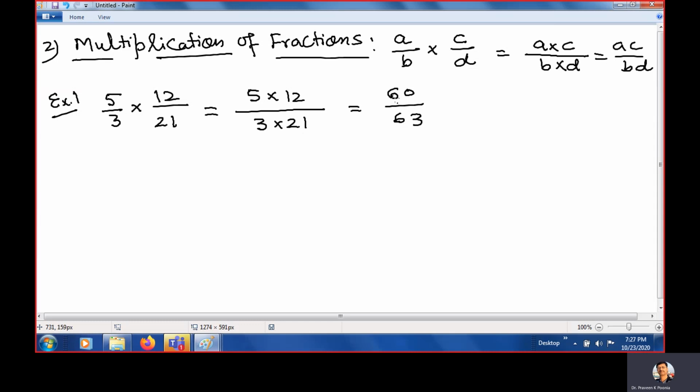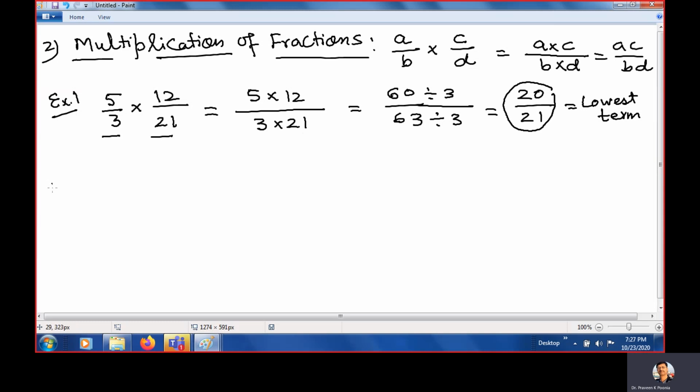You will notice here it is 6 and it is 9. Both numbers are divisible by 3. So we can make it a little lower. 60 by 3 is 20 and 63 by 3 is 21. Here, if you see, there is no common factor between 20 and 21. So this is the lowest term. So this is the multiplication of this and this.